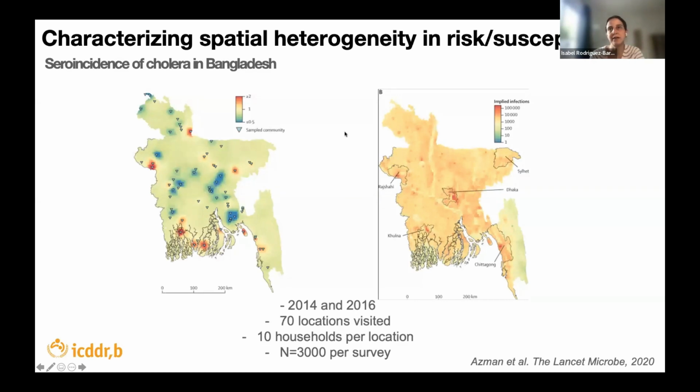Also super useful to characterize spatial heterogeneity in risk and susceptibility, and this is work done by Emily Gurley and collaborators in Bangladesh, through ICDDRB. Here they conducted spatial surveys in 70 locations throughout the country, randomly selected, in 2014 and 2016. At each of these locations, they sampled not many individuals, about 40 individuals per location, but still with very nice spatial representation. And the nice thing is that they've tested this wonderful sample set against numerous diseases. I think they started with arboviruses, but here I'm showing the data of estimated seroincidence of cholera using the same data set. And it really provides information on the heterogeneity of transmission throughout the country.